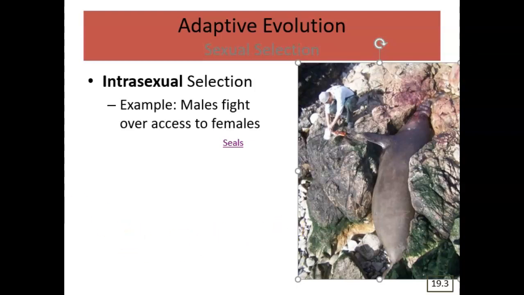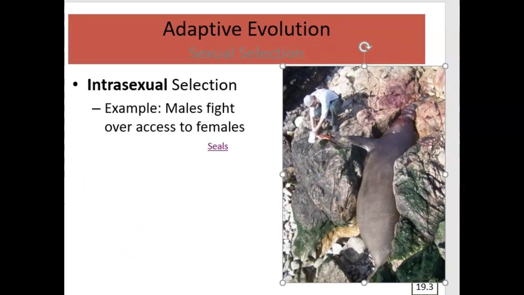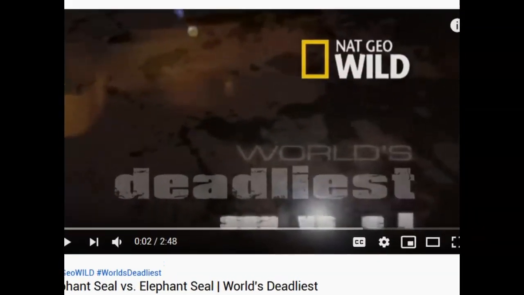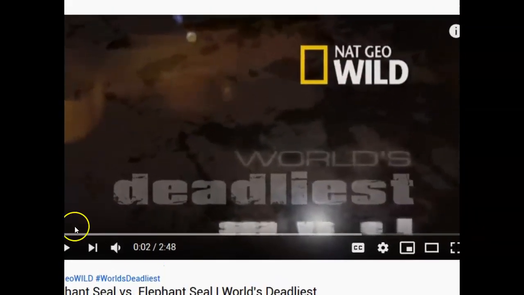I also have a short video here. This is actually the other species. This is the southern elephant seal, another species of the two species of elephant seals, showing these territorial battles, these fights over access to the females.